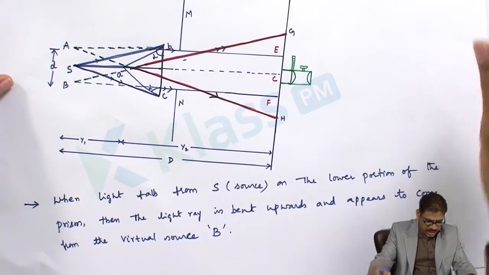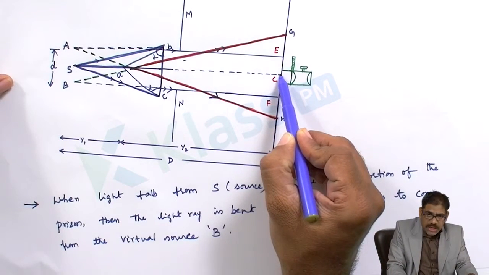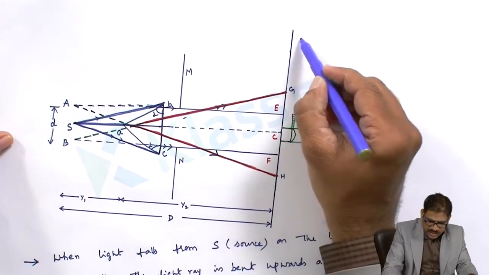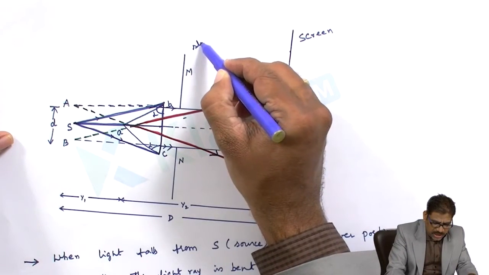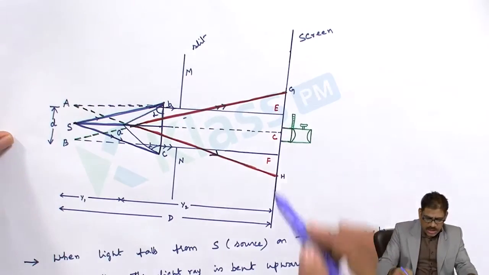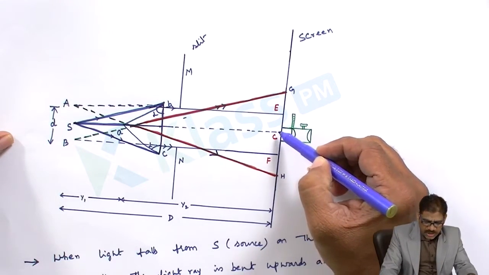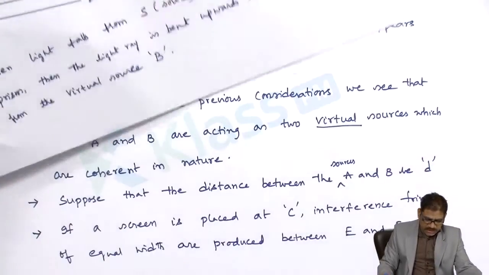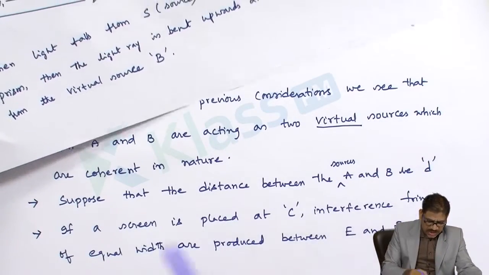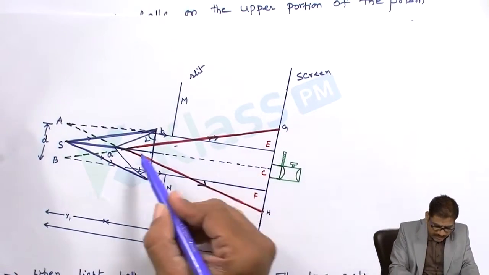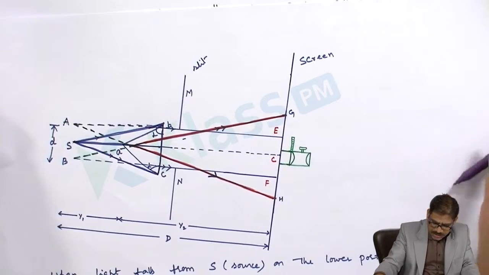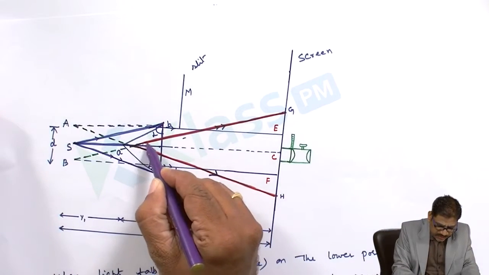Okay. So here what we are trying to say is, if this C is supposed to be placed at the screen. So this is your screen here. This is your screen. Okay. This is the slit. You can call it the slit. Now when C is placed, what is it that we are seeing? At C, interference fringes of equal width are produced between E and F. So what are these? This is what we take up as the fringe width. So these are the fringes of equal width.